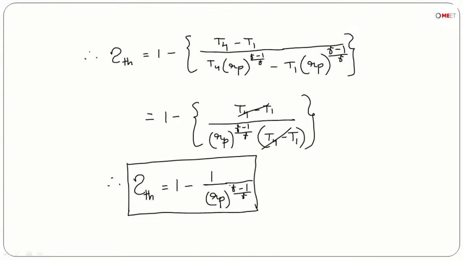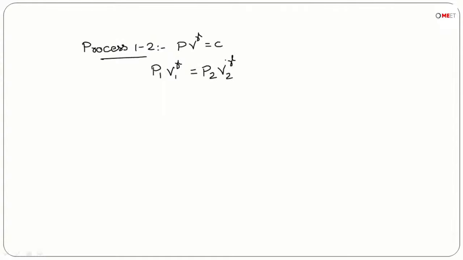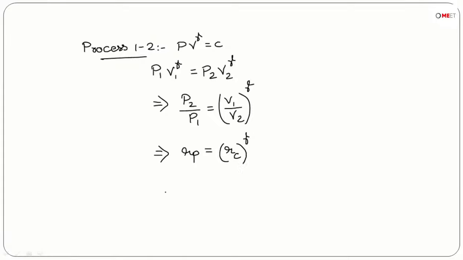Now we can also write this thermal efficiency in terms of compression ratio. See here, if we take process 1 to 2, process 1 to 2 is PV to the power gamma equal to constant. So from this we can write P1 V1 to the power gamma equal to P2 V2 to the power gamma, and P2 by P1 will be (V1 by V2) whole power gamma. So P2 by P1 is nothing but the pressure ratio. So this will be equal to V1 by V2, the compression ratio, to the power gamma.